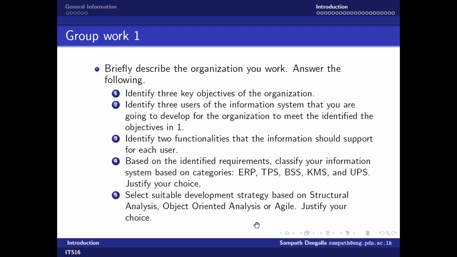Is it structured? For example, let's say you are going to implement a library information system, which is a very direct, traditional one. You can use structured analysis. Or else you can go for agile. If your requirements change over time, then you can go for agile. So these are the 5 questions that you need to answer.